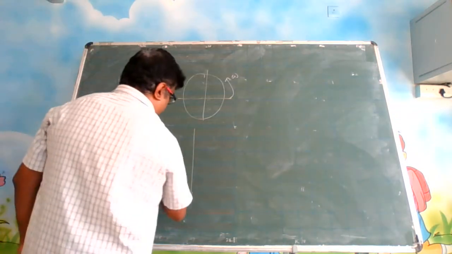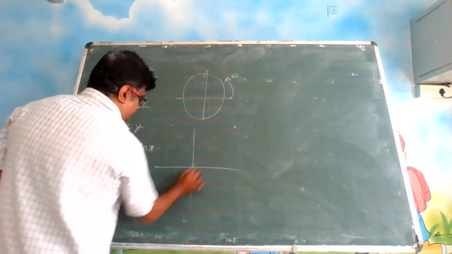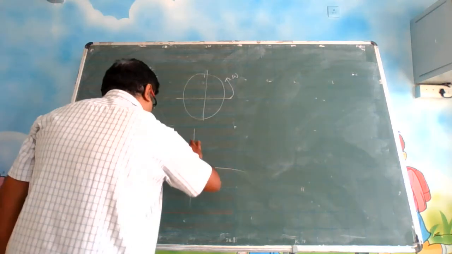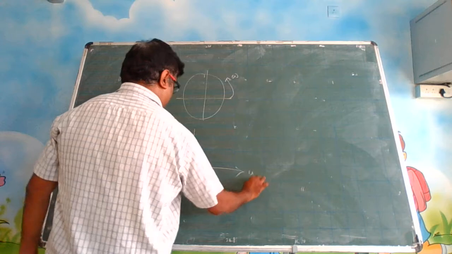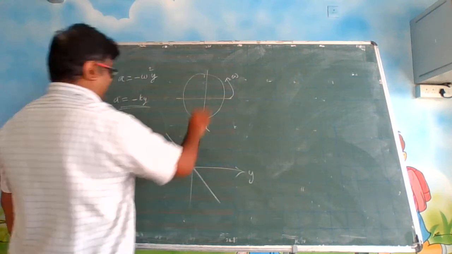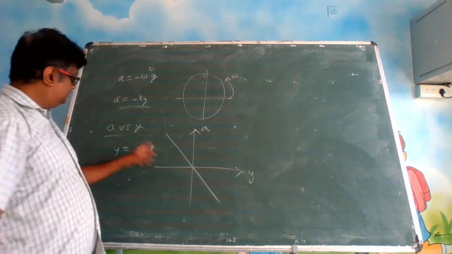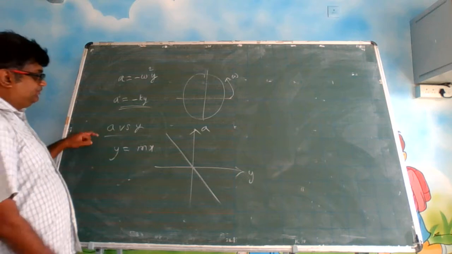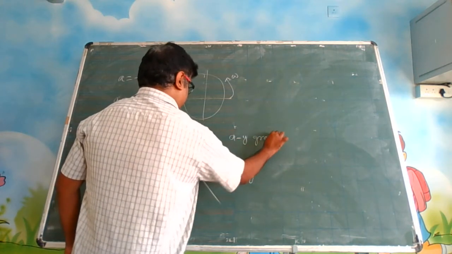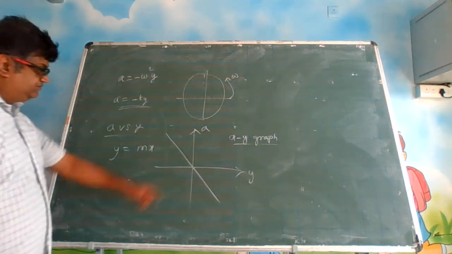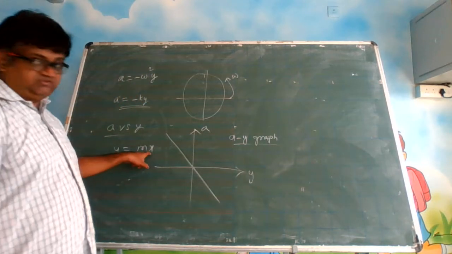So this graph will look like, if the slope was positive, it would be like this. The slope is negative, it would be like this. Okay? So this is your Y and this is your acceleration graph. Okay? Understood the graph? This is AY graph. Understood how the shape has come? Y is equal to mx type it is.